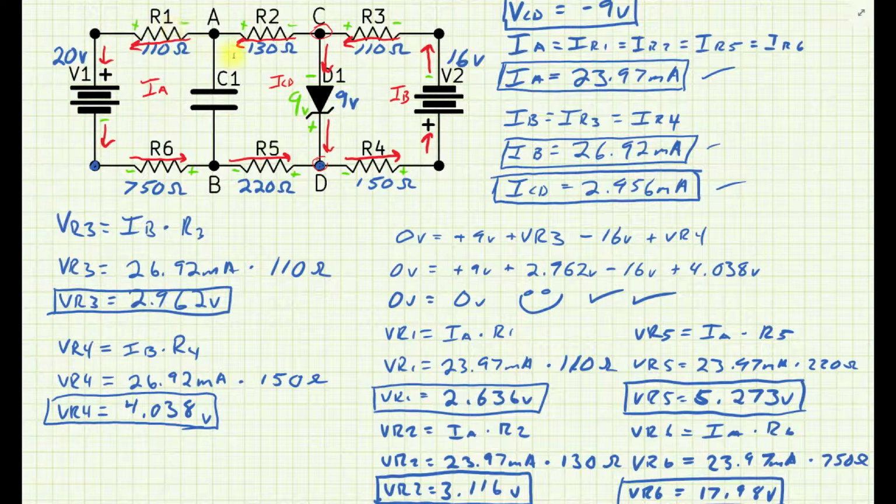Alright, minus 20. Okay, so minus 20 plus VR1, which was 2.636, plus VR2, which is 3.116, plus VR3 now, which is 2.962, minus that 16 volts for V2, and then wrap back around to R4 plus VR4, 4.038, and then over to R5, and we're hitting the plus side, so plus 5.273, and then finally back to VR6 plus 17.98, and I'm getting like 5 millivolts, so pretty much 0. That's just a little bit of rounding error.